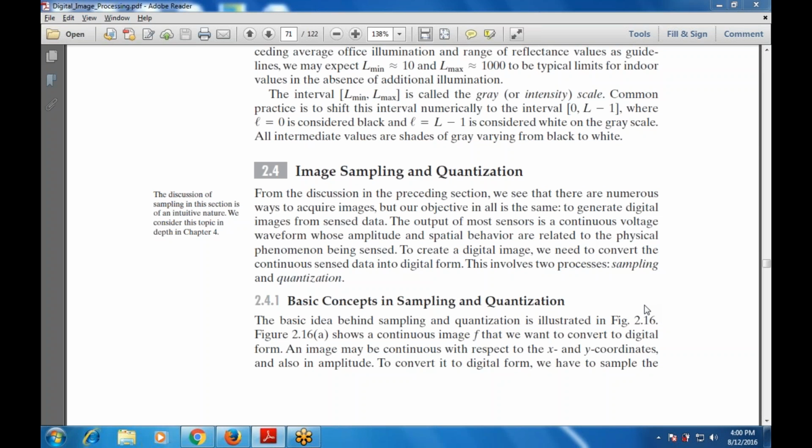Okay. Today's topic is the next one, that is 2.4, image sampling and quantization. That means how to sample the image and how to apply quantization to the image. That is the image sampling and the quantization.